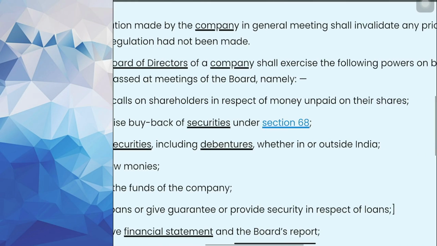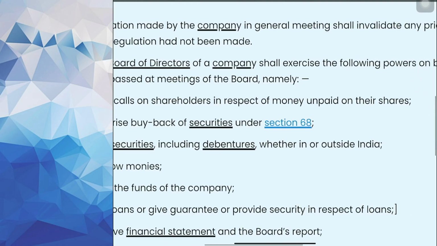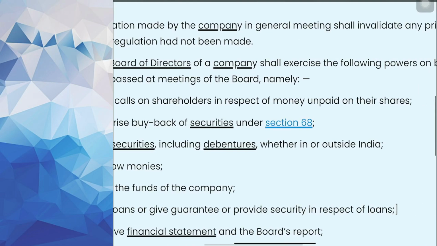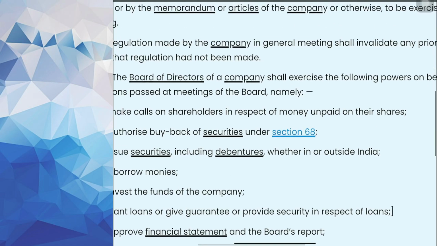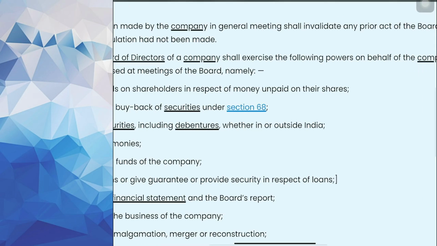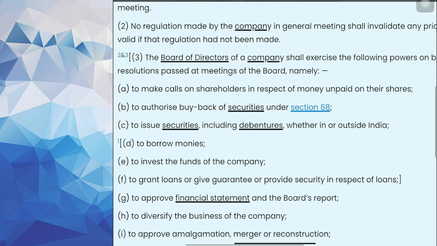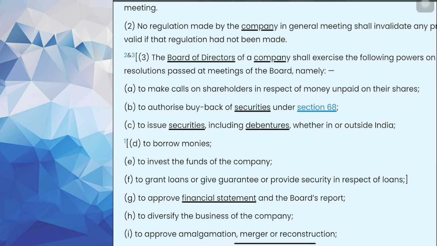No, "shall invalidate." Instead of reading it like that, you can also read it as "regulation shall not validate," like that also you can read. So, simply: no regulation made by the company in a general meeting shall invalidate any prior act of the board which would have been valid if that regulation had not been made.